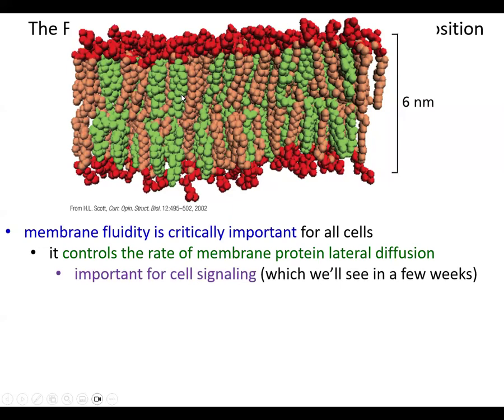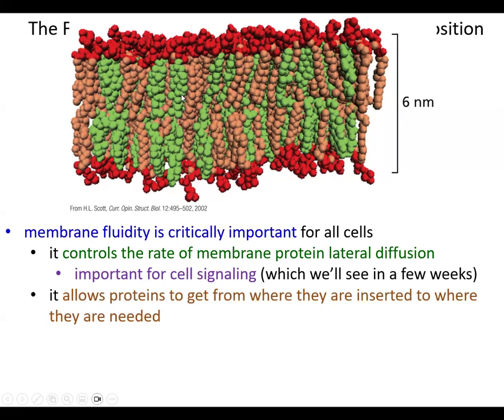Membrane fluidity is important for cell signaling. We'll see how and why that is in a couple weeks when we talk about cell signaling. And it allows proteins to get from where they are to where they're going. You need a fluid membrane for a protein to laterally diffuse to its ultimate destination. And if a protein does need to migrate through the membrane laterally, and the membrane is very dense and stiff from too much cholesterol or too much saturation, then we're going to see that that protein is impeded from getting to where it needs to be, and the cell will be harmed as a result.